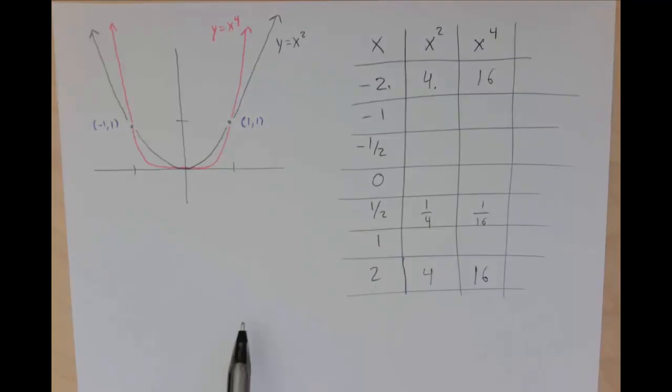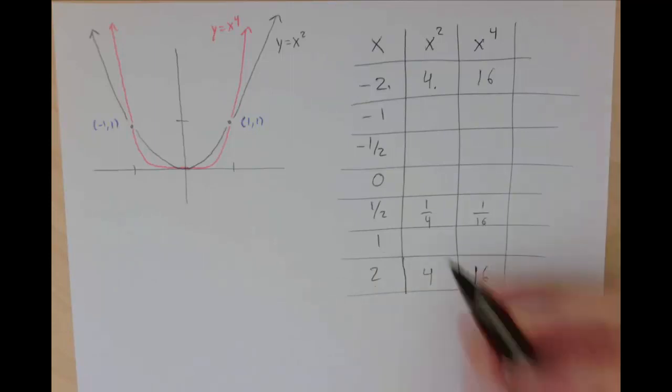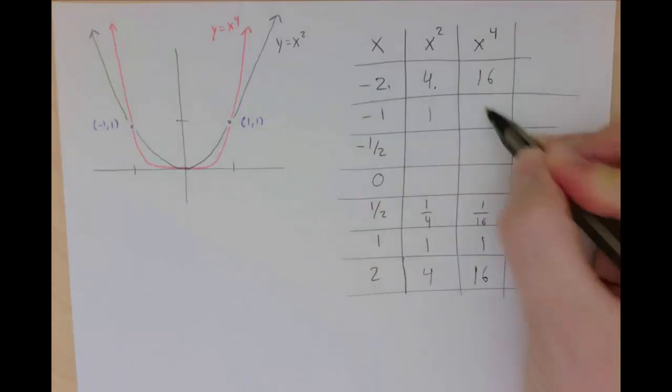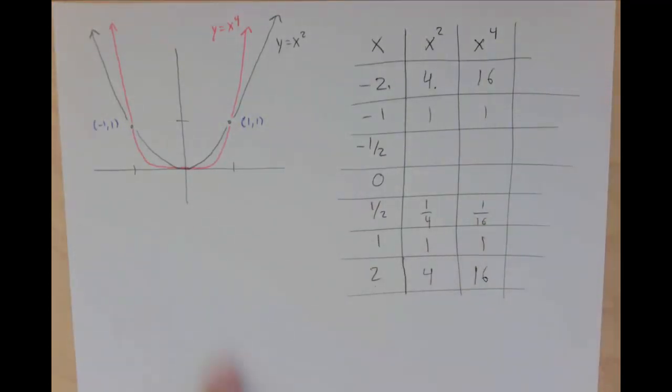And then what happens in the middle, of course, if you have an input of 1, it doesn't matter how many times you multiply 1 by itself, the output is always 1. Same thing for -1, because all of the negative signs cancel. So that explains why those are common points on all of the graphs, regardless of what their exponent is.